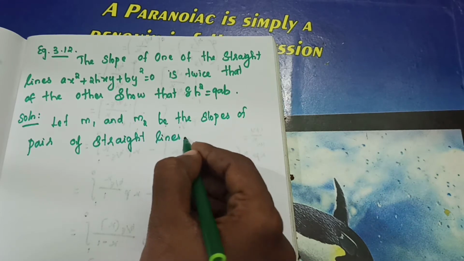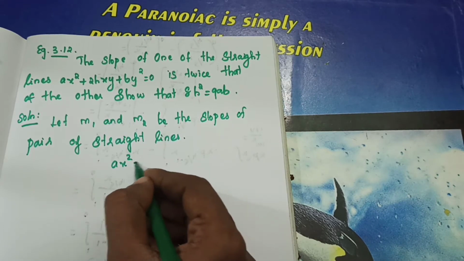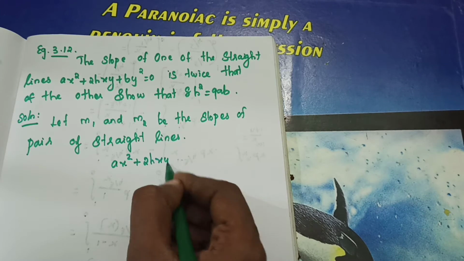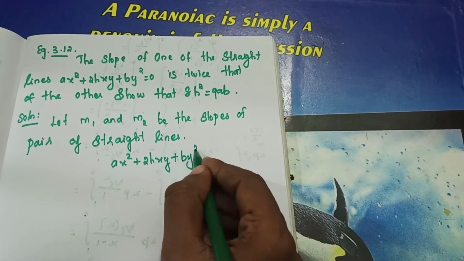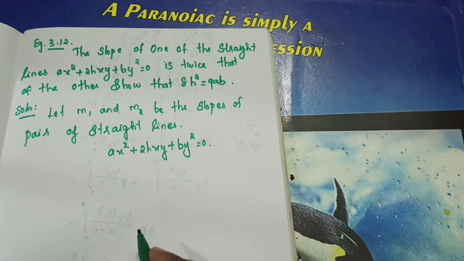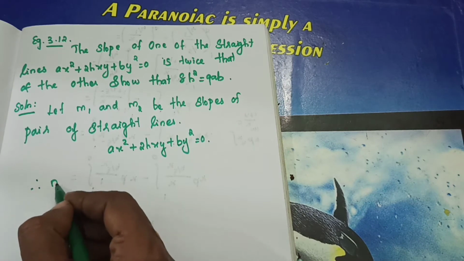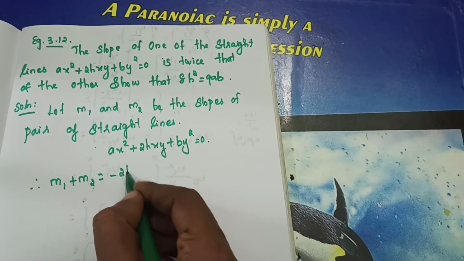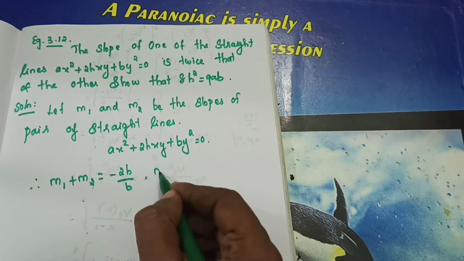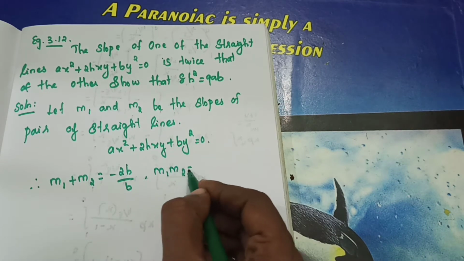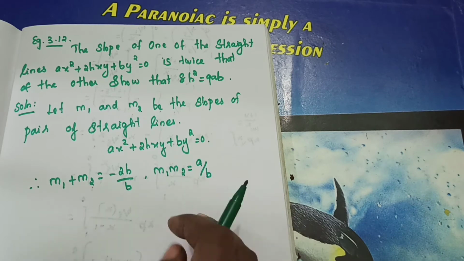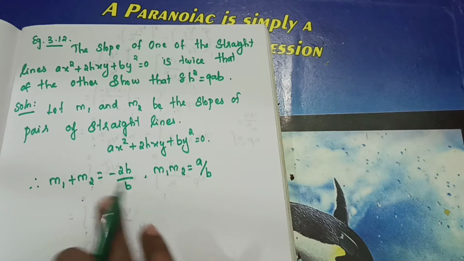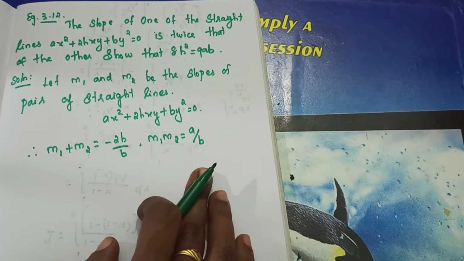What's the straight line given? Ax square plus 2hxy plus by square is equal to 0. This is a given equation. So the sum of the slopes, you learned the formula m1 plus m2, I asked you to write already. That is minus 2h by b. Same as the product of the slopes, I gave the formula a by b. So all these things you need to keep in mind: sum of the slopes formula, product of the slopes formula.